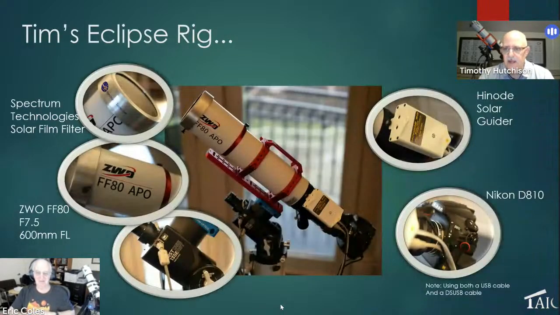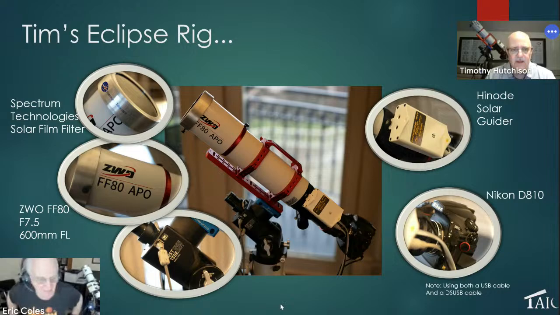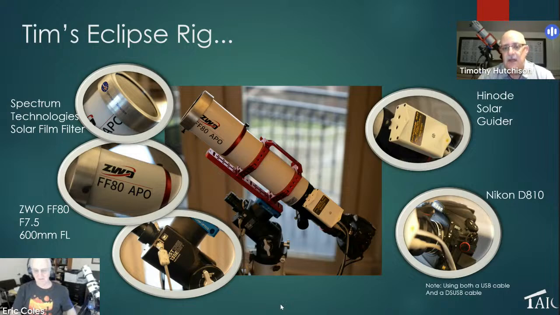So this is my rig, and you can see it in the camera behind me here. I brought it there just so if we need to look at anything, we have it. But I'm using a ZWO FF80, an 80 millimeter, 600 millimeter focal length f7.5 telescope. I have it on a Rainbow Astro RST 135E mount. We're going to be talking about the guiding solution that we're using, which is the HiNode solar guider, which we'll talk about here in a second. I'm using a Nikon D810 camera and the ND5 solar film filter from Spectrum Technology.